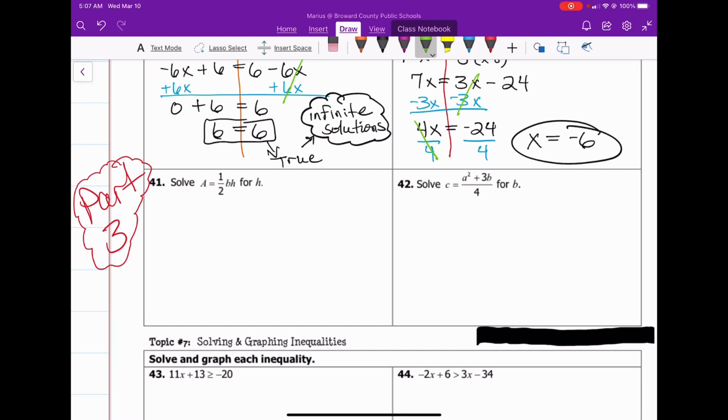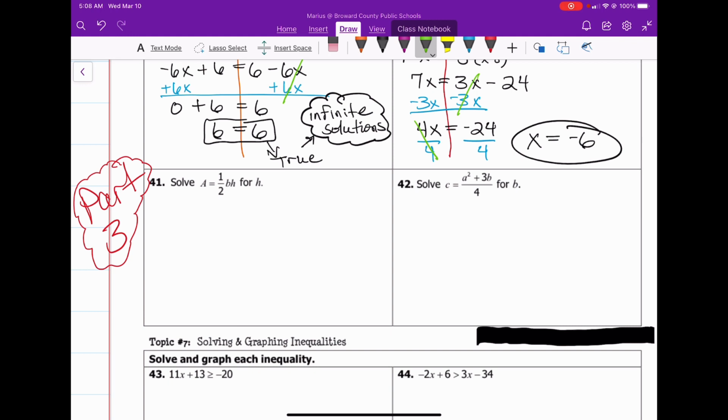Welcome back, and we're going to finish up part 3 of solving equations, our algebra review for solving equations. And more specifically, as we take a look at these two problems, 41 and 42, these are what we call literal equations, where there are multiple variables and they're going to ask you to solve for one of those variables. So we basically have to rewrite these formulas to solve for a different variable. So let's go ahead and jump in.